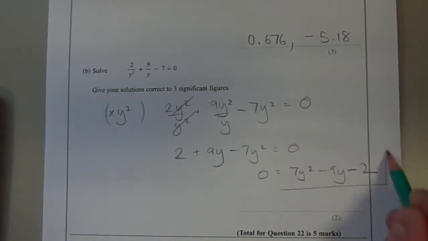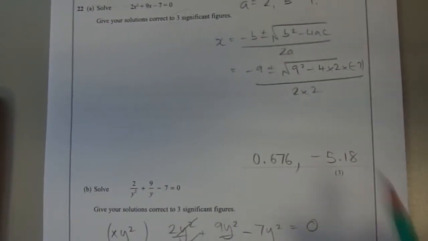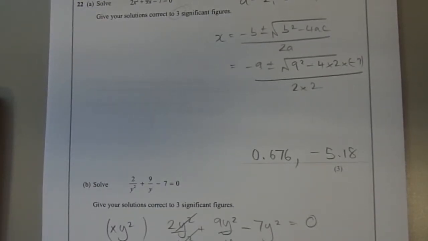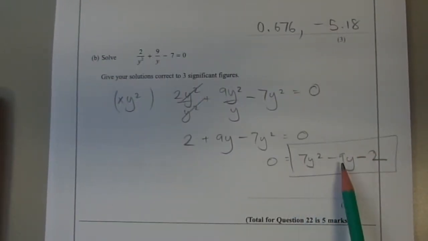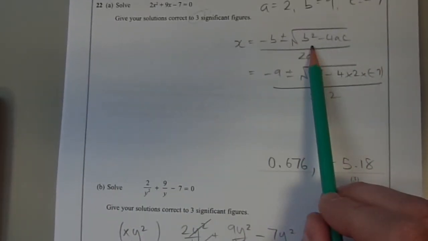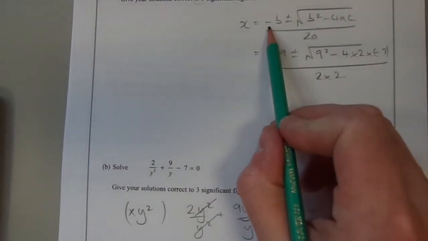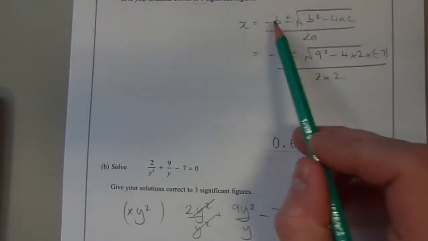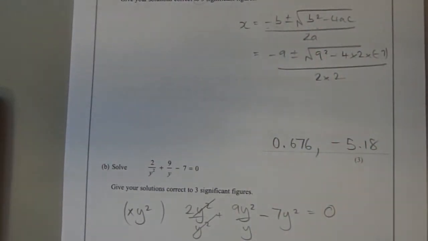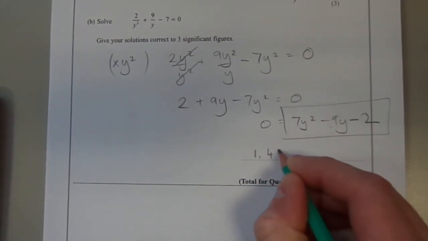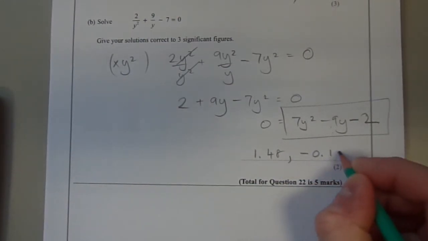What we have now is a quadratic of exactly the same type as we solved in part A. So it's just a case of substituting these numbers. A is equal to 7, B is equal to minus 9, and C is equal to minus 2 into this formula again, and doing exactly the same steps. Be careful with the first part of the formula, minus B, because B is negative 9. You have to take away negative 9, which is plus 9. Type it into your calculator and you can do the rest of it. The solutions that you get to three significant figures are 1.48 and negative 0.193.